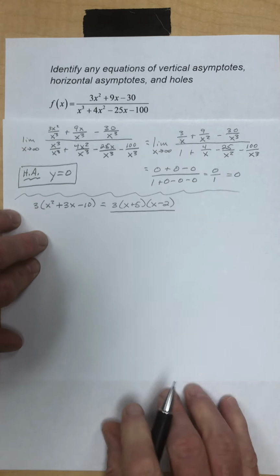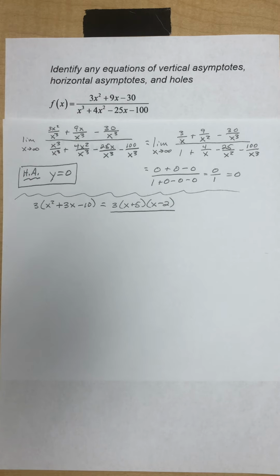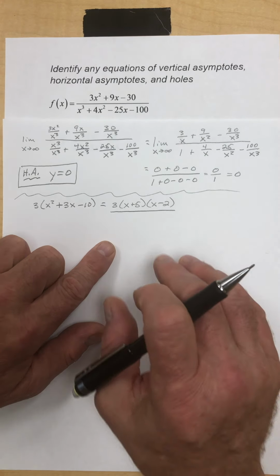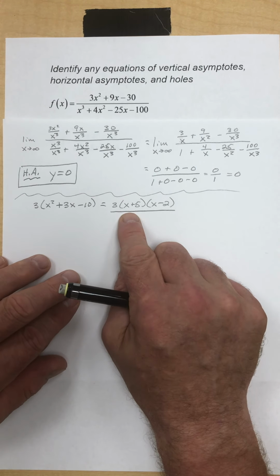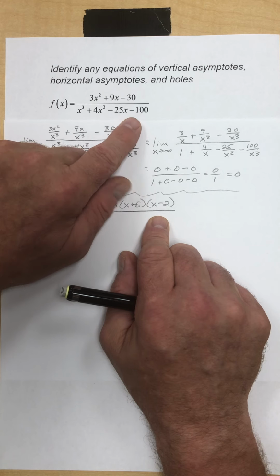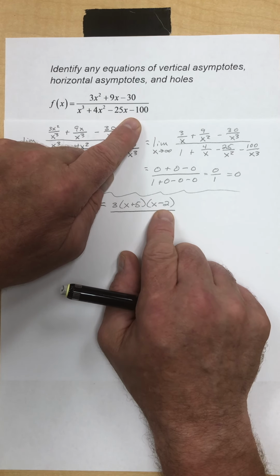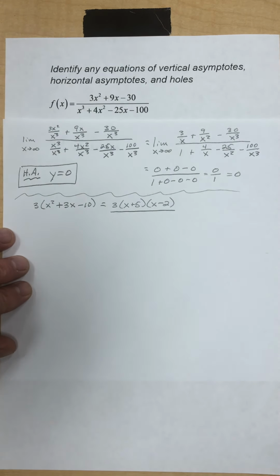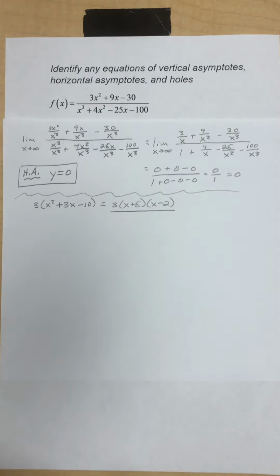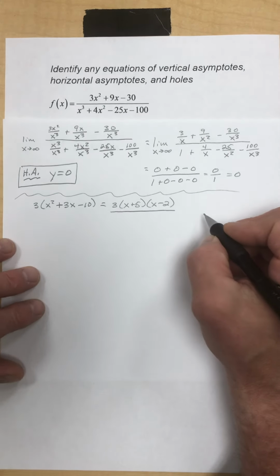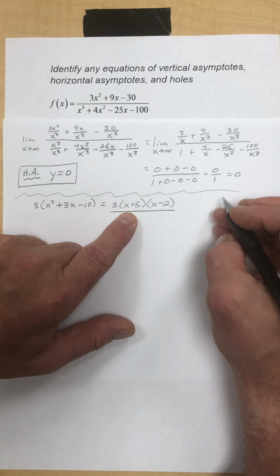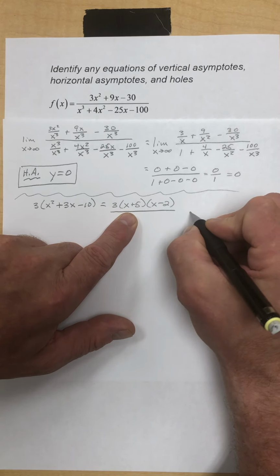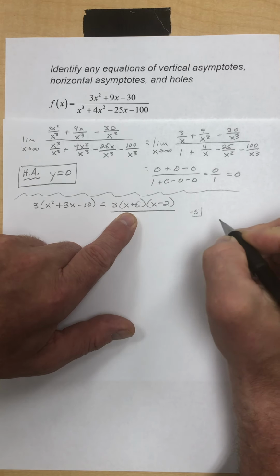Well, I've got to take a look at that denominator, and I'm thinking, what could I possibly have a factor of, x plus 5 or x minus 2, in there? And I could have either one, because 5 and 2 are both factors of 100. I'm going to try x plus 5 first. You could do long division or synthetic division. The root of x plus 5 equals 0 is negative 5, so I'm going to do synthetic division.